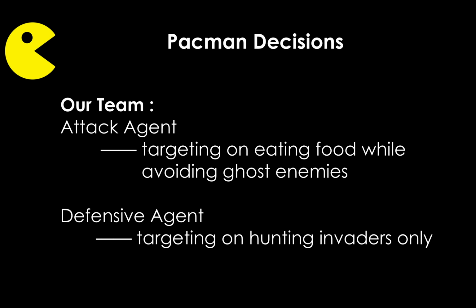But if there's a ghost near the closest food, it will try to eat other foods that are safe from enemy ghosts. We have implemented our attack agent to return to our border based on various factors, including steps remaining, number of foods already eaten, and distance from ghosts. Another agent is the defensive agent. It focuses on hunting the invader Pacman and moves around our border if there is no invader in our territory.